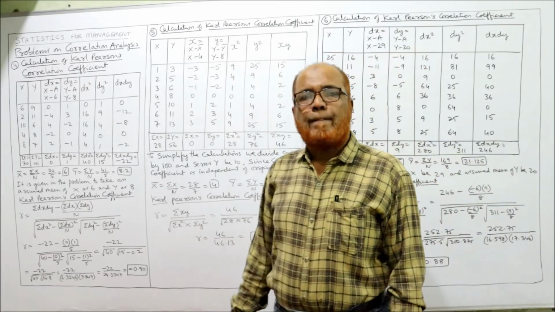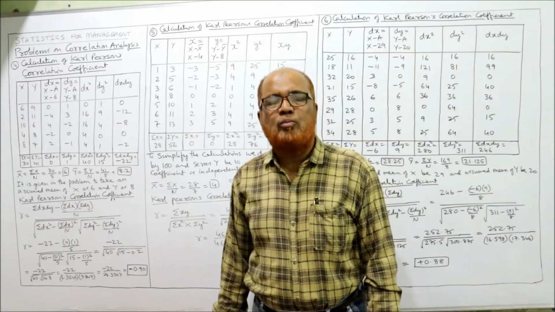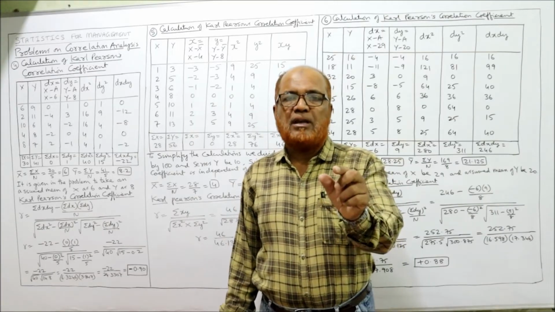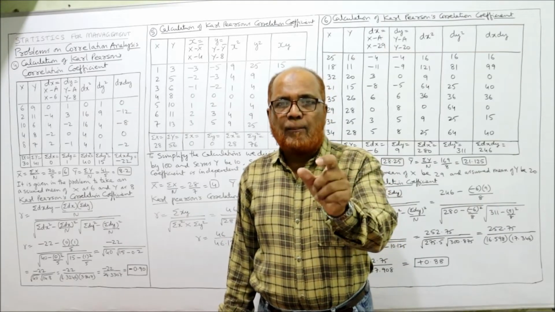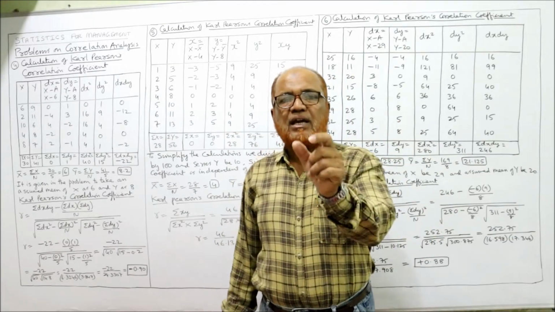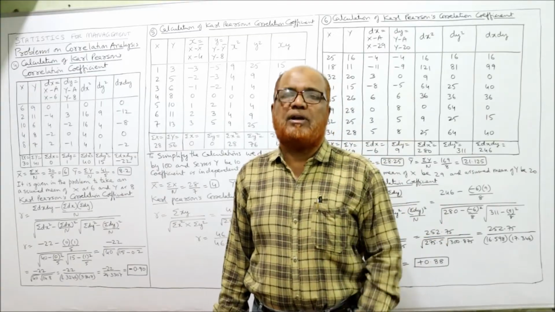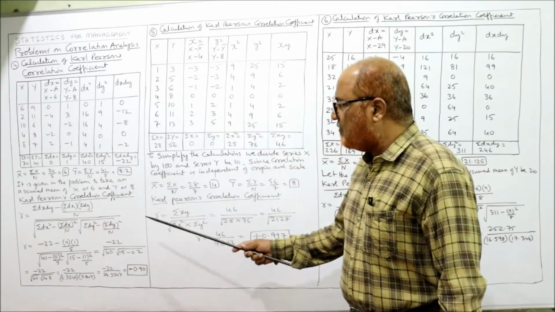Now we don't know whether deviations should be taken from actual mean or assumed mean. So we have to see the mean. If we are getting a whole number, take the deviations from actual mean. If we are getting fractions, take the deviations from assumed mean. That's it. So we'll calculate the mean first.